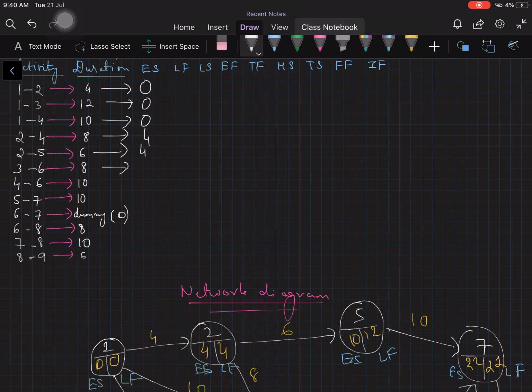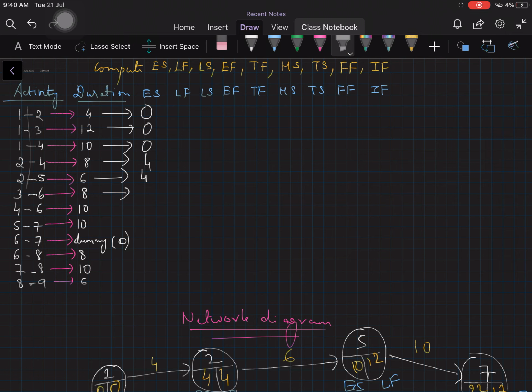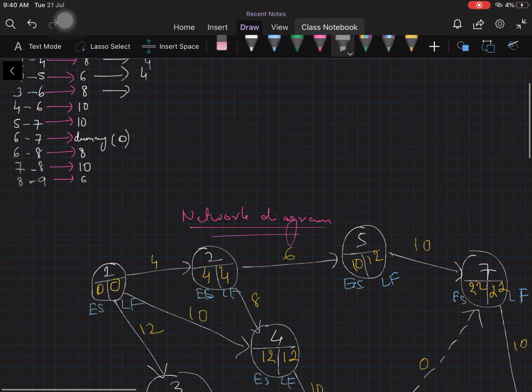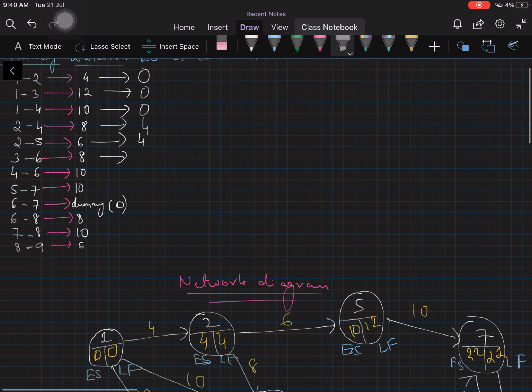Now again we go to 3 to 6. Basically what you have to do here is you need to check only this part. See, I am highlighting it. This part you need to check. So go to these starting events, check, and get the early start. So that is nothing but early start of 1, 0, early start of 2, 4, early start of 3. So go to 3 and get the early start. That's it. So 3's early start is 12. Okay, so let's write 12.